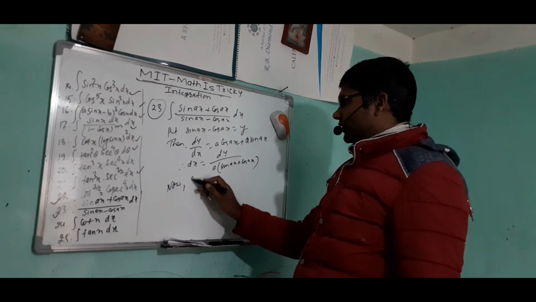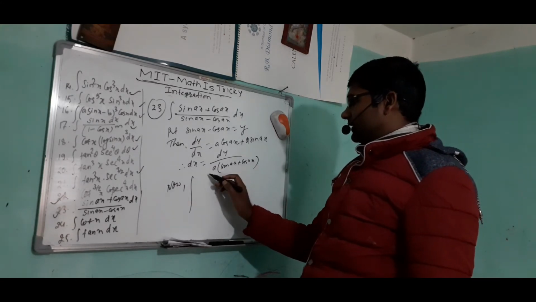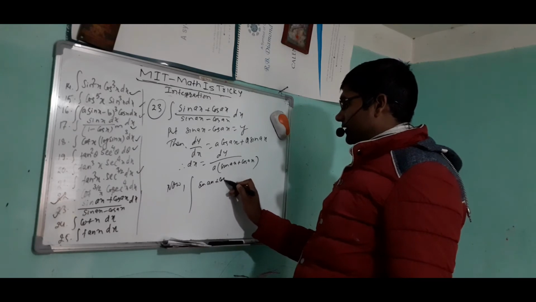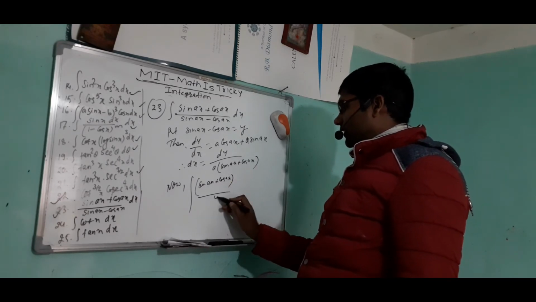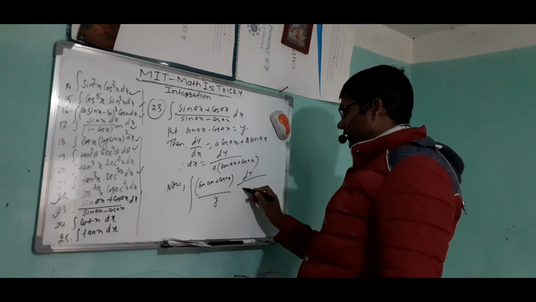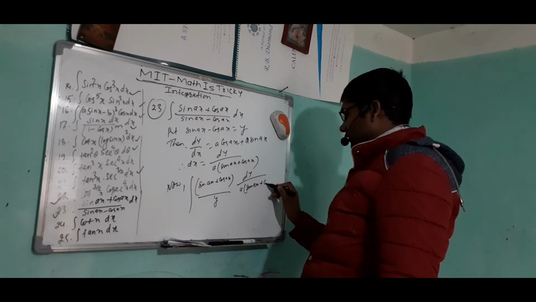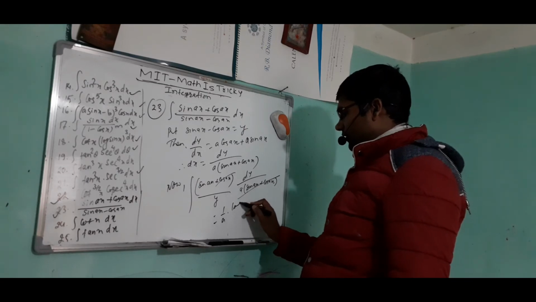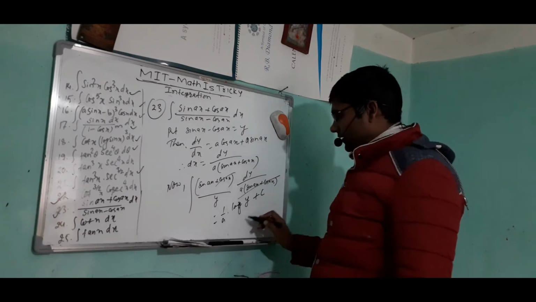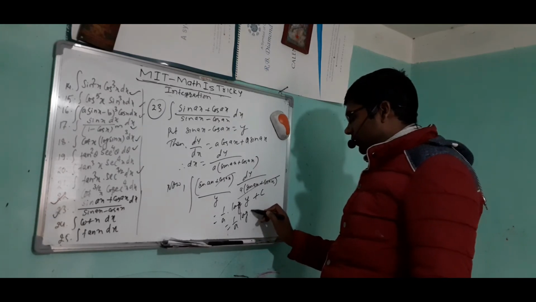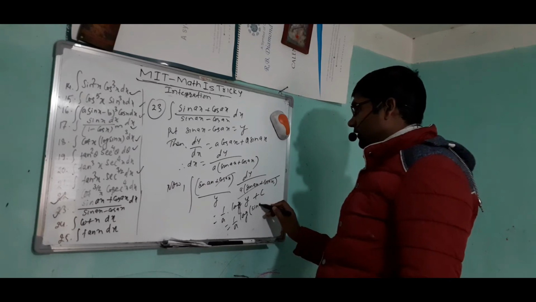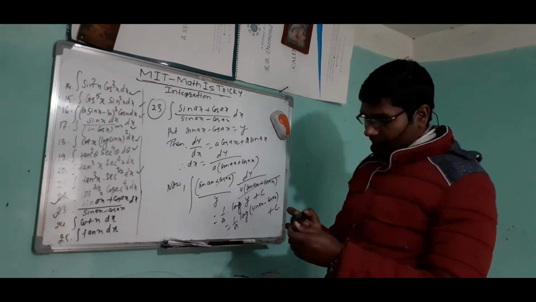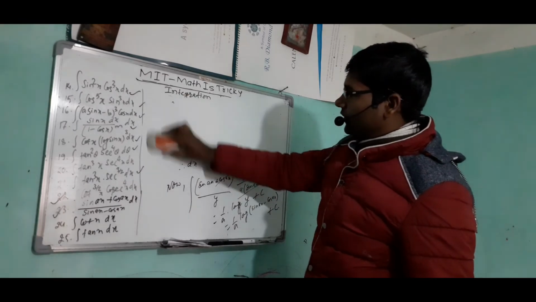Now the question becomes 1 by y times (sin ax plus cos ax) times dy by a (sin ax plus cos ax). This cancels, so 1 by a, and 1 by y means log y plus c, so it will be 1 by a log of (sin ax minus cos ax) plus c. That's your answer.